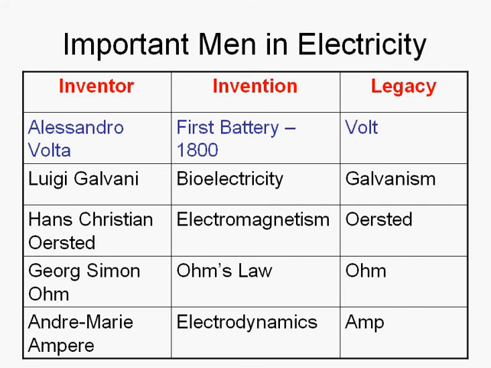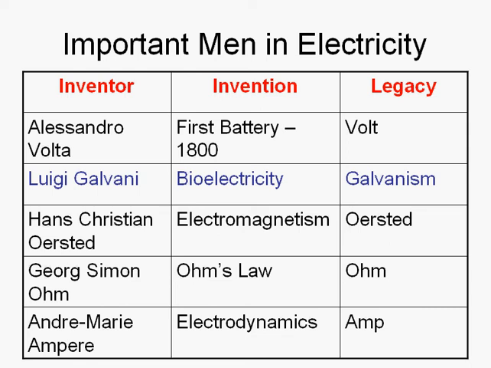So you have Alessandro Volta, and he invented the first battery around 1800. You can see there that his legacy is the volt. Luigi Galvani is bioelectricity, and he lived around the same time as Volta, and in fact, sometimes they were adversaries arguing on what the source of electricity was. But he did some work in bioelectricity.